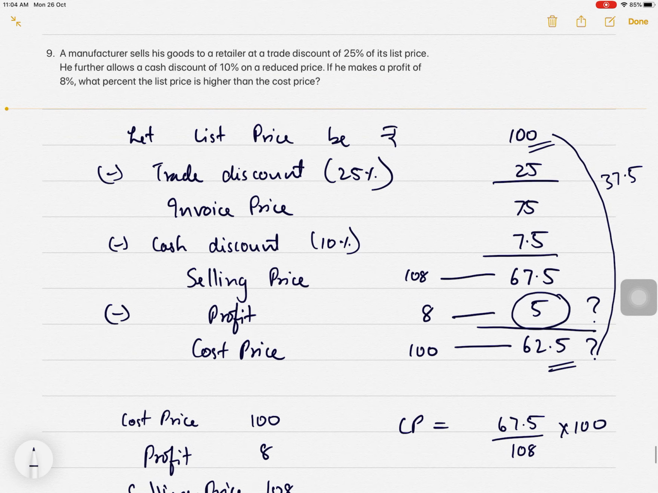The question is, what percent the list price is higher than the cost price? If the list price is 100, cost price comes to 62.5, and the difference between list price and cost price is 37.5. So you have to find the percentage of 37.5 upon 62.5. You compare the difference with the cost price and find the percentage. Got it?